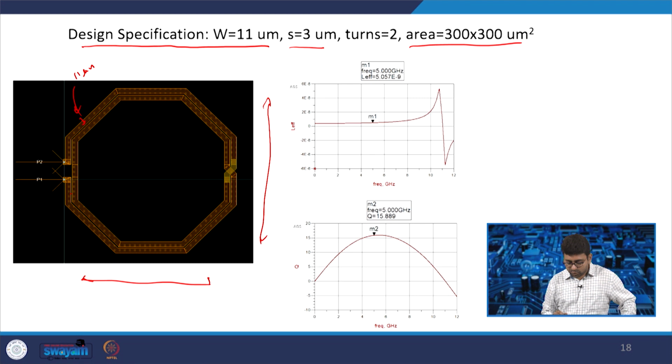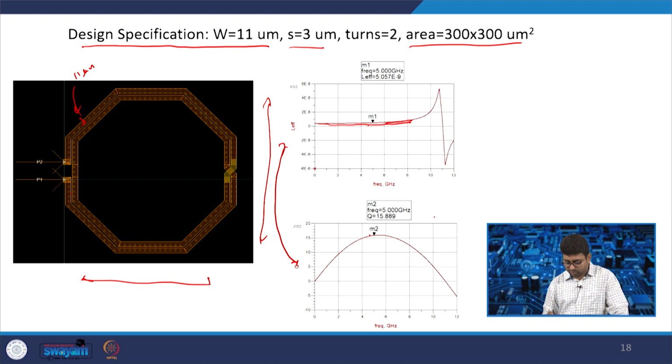plots. If you compare the plot of L effective and the Q, up to a certain frequency your inductance is constant. So, you should use only this range. After that the inductance is changing, because you will have a maximum Q at this point, which is 5 gigahertz in this case, and then your Q is reducing.